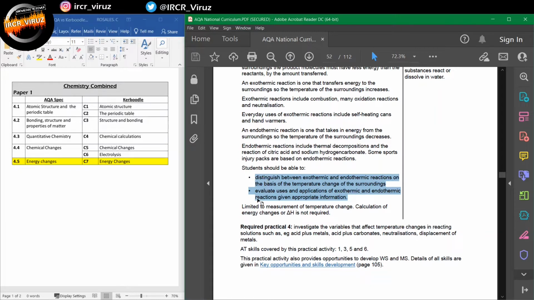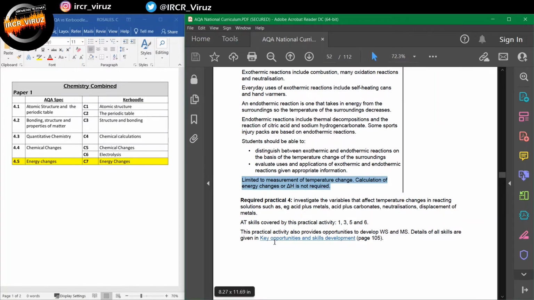Because it's a required practical, it's very likely that you will get a 6-mark question on this. So you will have to look at the information and extract it. You might have to draw a table of results from the graph, or make a graph from the table of results, whichever way it is. Calculations of energy changes are not required; the limit is the measurement of temperature change. At this point you won't be required to do this.